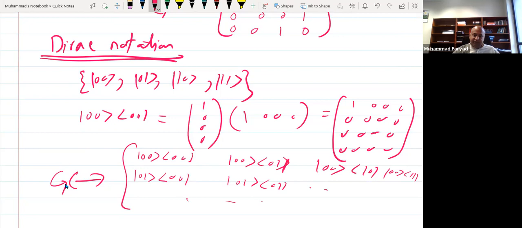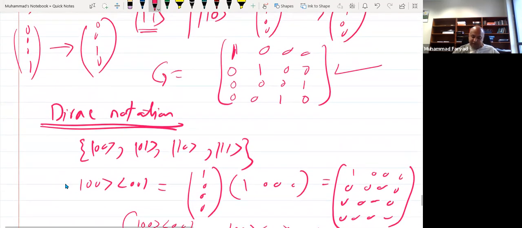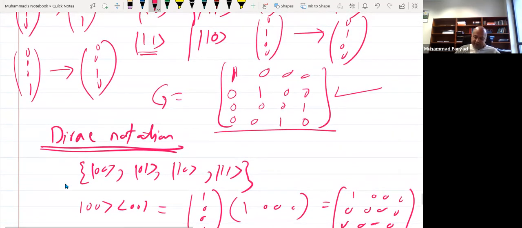So which means that if I look at this matrix G for my controlled NOT gate, I see that there is one at the 0,0,0,0 location. There is one at the 0,1,0,1 location, and this one is at the 1,0,1,1, and this is the 1,1,1,0 location.